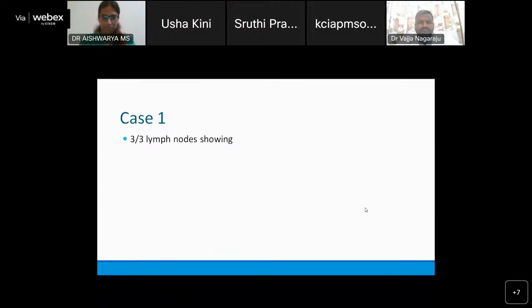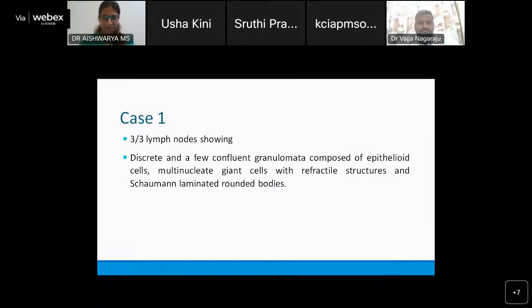So you had 3 by 3. Yes, counting of the lymph nodes is very important. Yes, ma'am. And we said discrete and few confluent granulomata with all those structures which you illustrated beautifully. They were Schaumann laminated rounded bodies. You had those, probably asteroid bodies, very rare to see. I thought it's a beautiful slide for someone to figure out what all one can see in a granuloma.